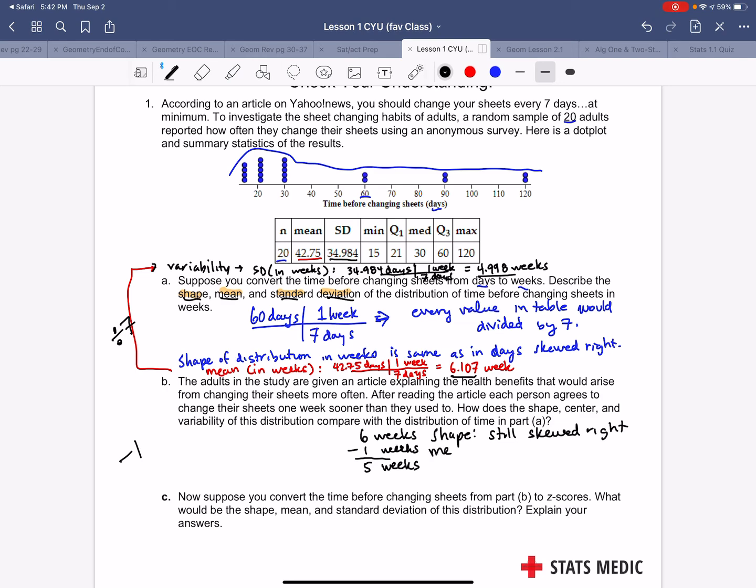What should be the mean? Well, as I said, if the average before was this and everyone agreed, then the average should be just 1 less than that. And what about the standard deviation? Well, we notice that from adding and subtracting, our standard deviation doesn't change. And you might think, wait a minute, our standard deviation did change. But I have to remind you, no, it didn't.